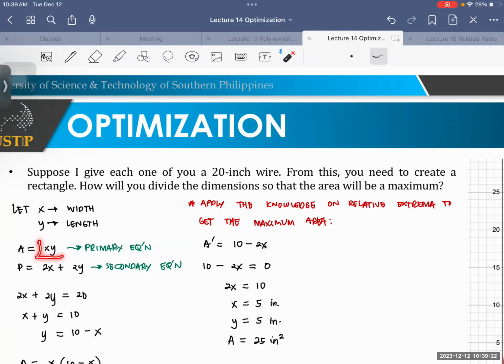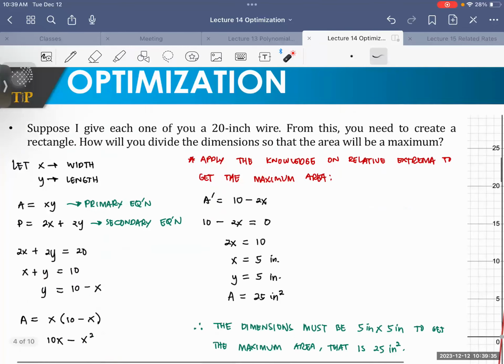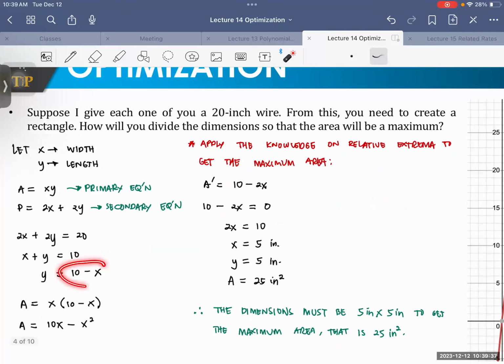only. Okay? It can be x, it can be y, it's up to you. In this case, I want to express y in terms of x. Based on the perimeter equation, I get y equals 10 minus x. Now I will insert that into the area. That value, I will put it there, class. That's why we have x times 10 minus x. And then distributing that, we get 10x minus x squared.